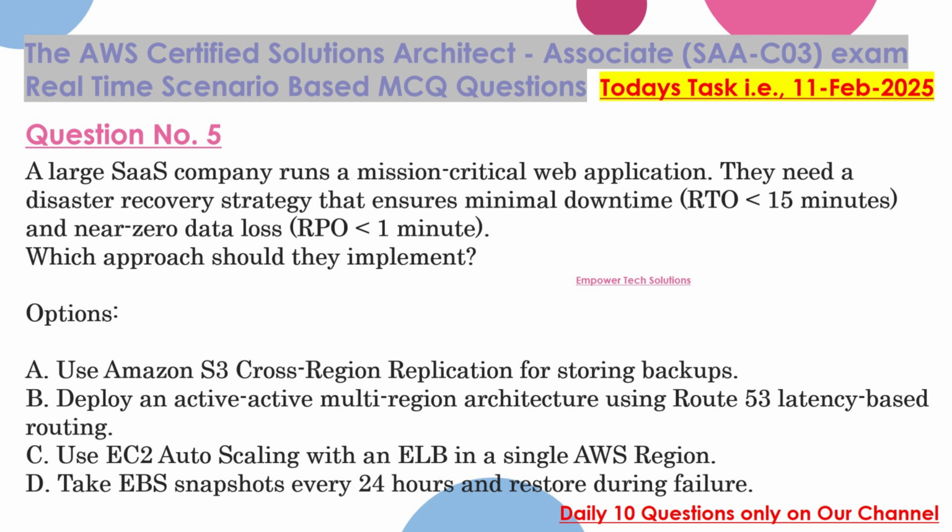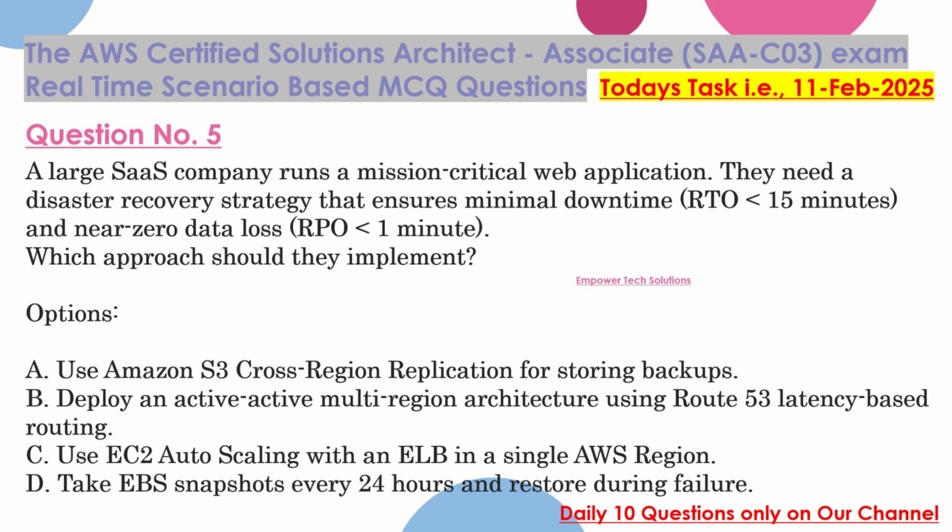Question 5. A large SaaS company runs a mission-critical web application. They need a disaster recovery strategy that ensures minimal downtime, RTO less than 15 minutes, and near-zero data loss, RPO 1 minute. Which approach should they implement? Options: A. Use Amazon S3 cross-region replication for storing backups. B. Deploy an active-active multi-region architecture using Route 53 latency-based routing.